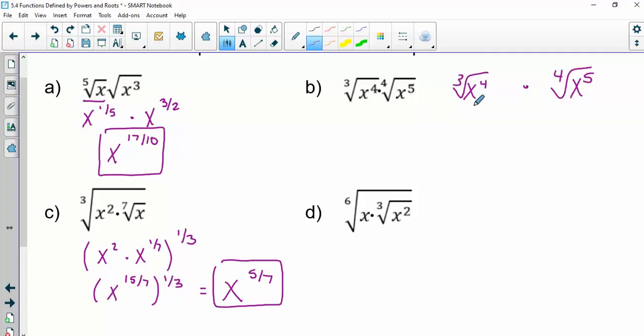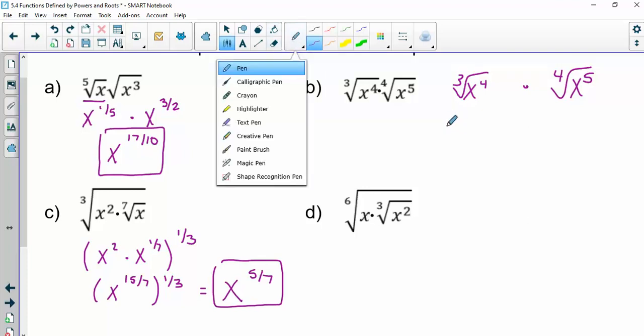So the first one, the cube root of x to the 4th, that's x to the 4/3. The 4th root of x to the 5th, that's x to the 5/4. Since the x is written each time, when you multiply, you add those exponents, so you get 21/12? 31/12, yes, sorry.